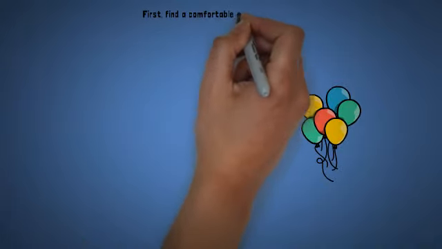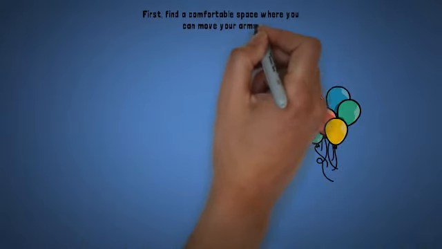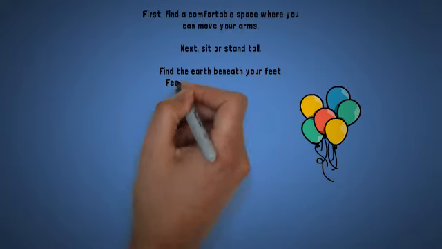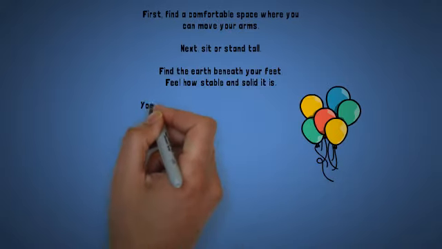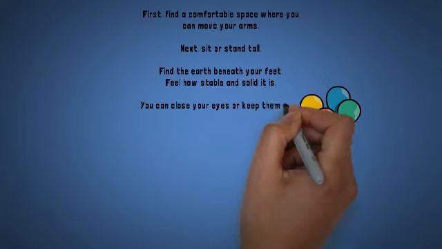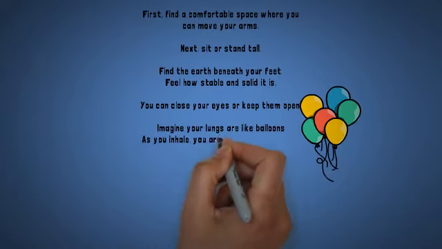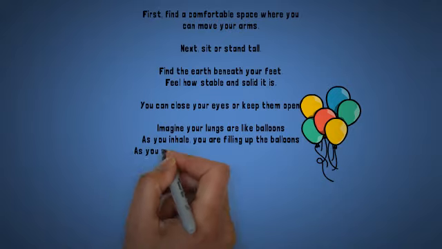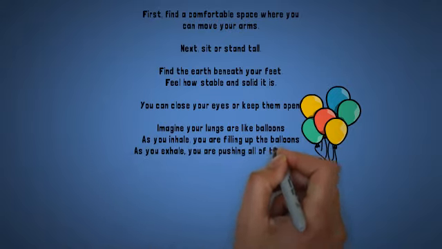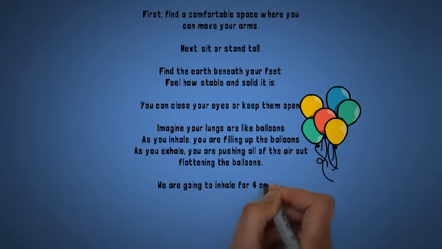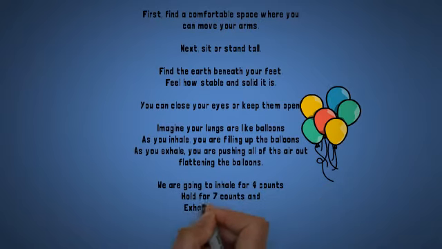So first, find a comfortable space where you can move your arms. Next, sit or stand up tall. Find the earth beneath your feet. Feel how stable and solid it is. You can close your eyes or keep them open. Imagine that your lungs are like balloons. As you inhale, you are filling up the balloons, and as you exhale, you are pushing all of the air out, flattening the balloons. We're going to inhale for 4 counts, hold our breath for 7 counts, and exhale very slowly for 8 counts. Ready?